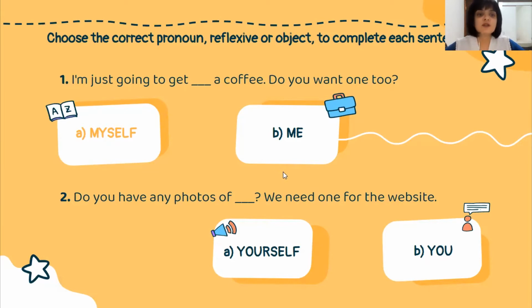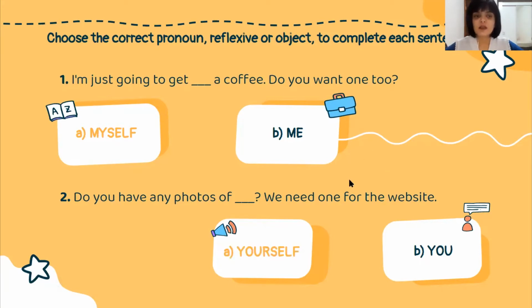Now the second one. Do you have any photos of... We need one for the website. So between those two words, yourself and you, which one do you think is more appropriate for the sentence? Qual que vocês acham que é a palavra mais apropriada para essa frase? Yourself ou you?